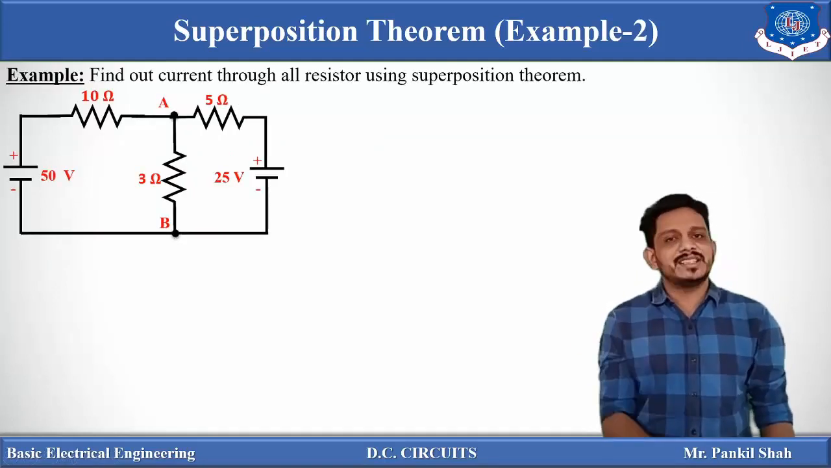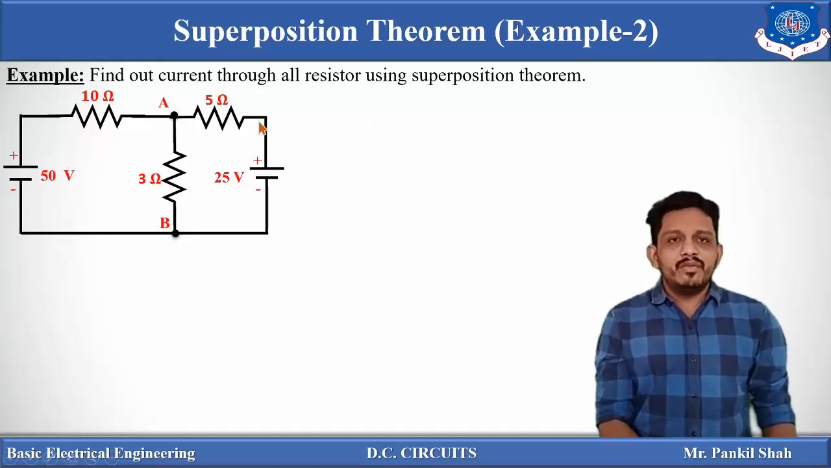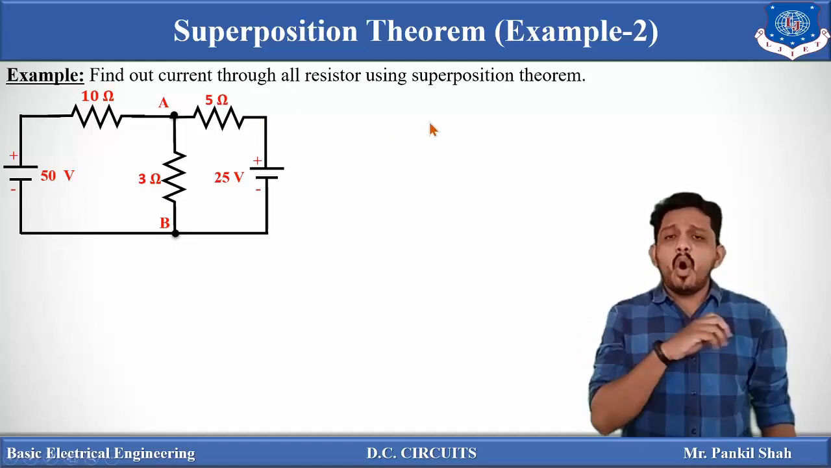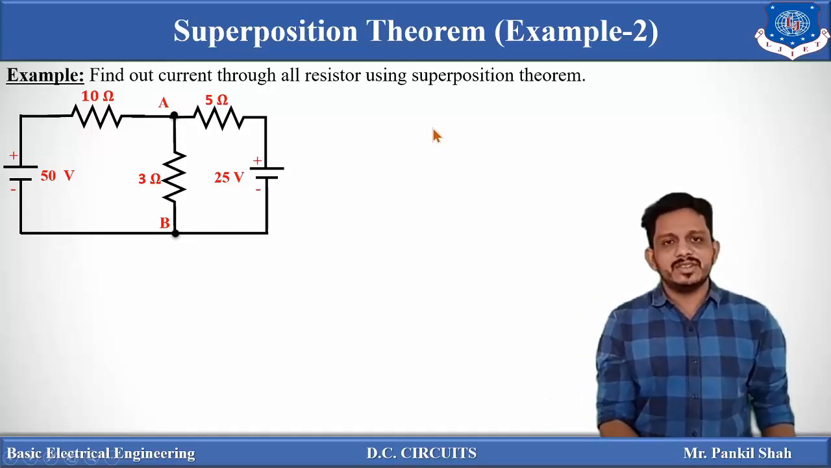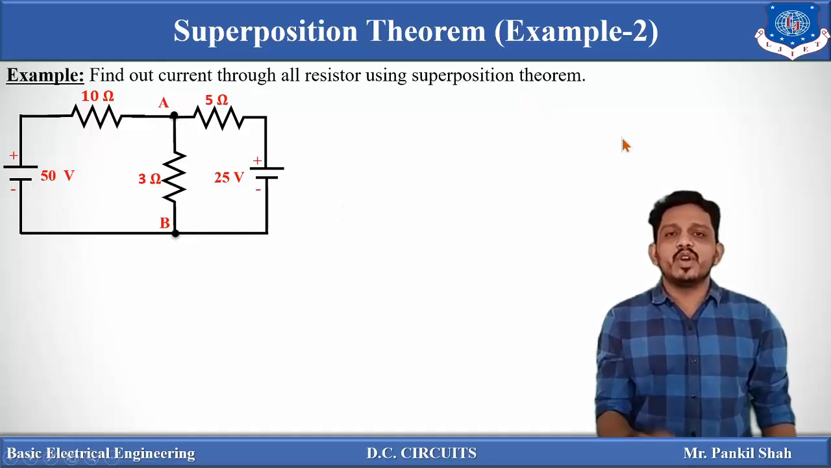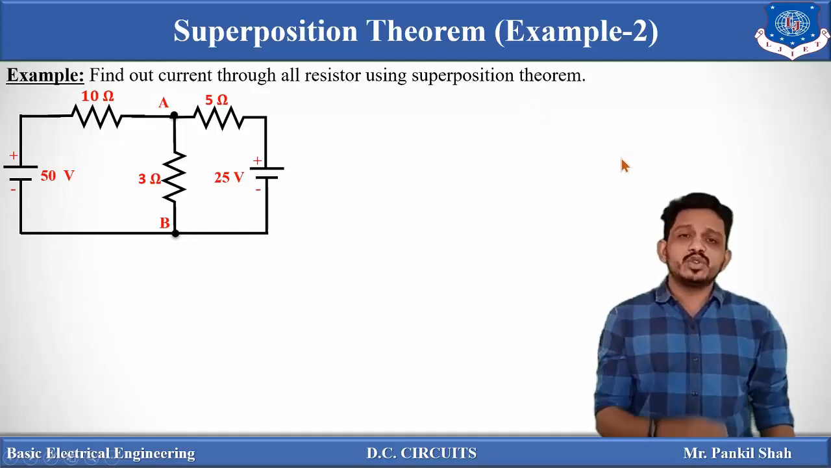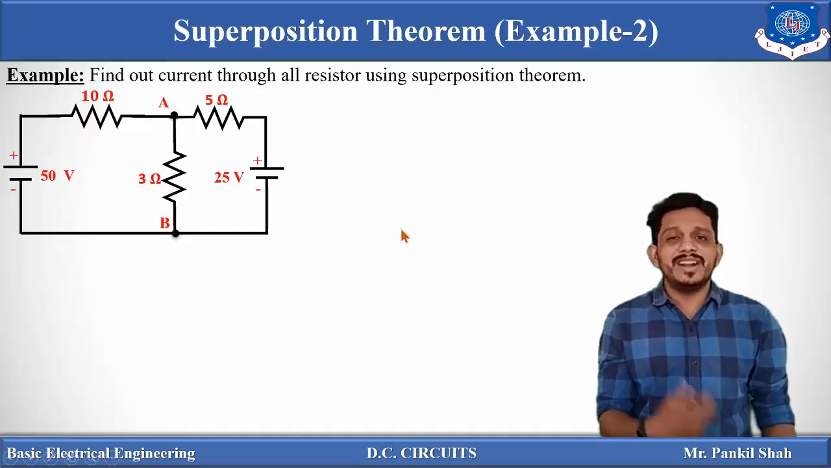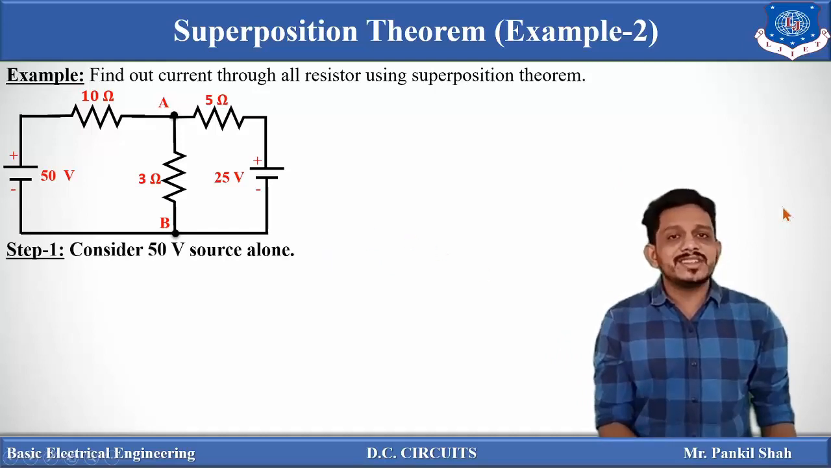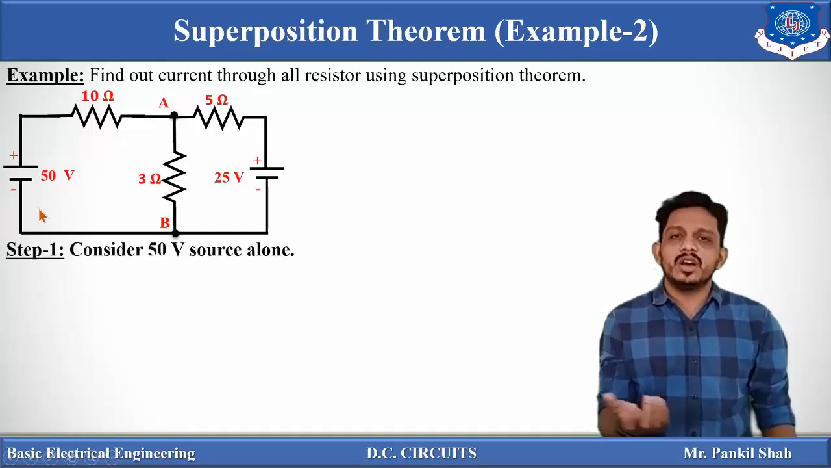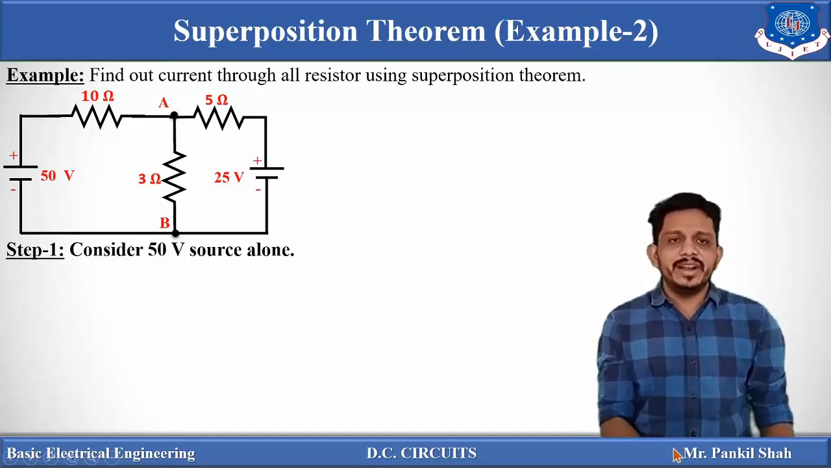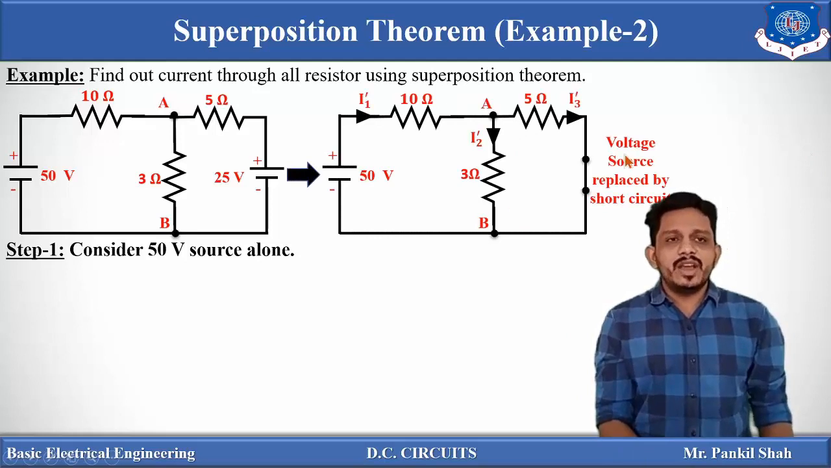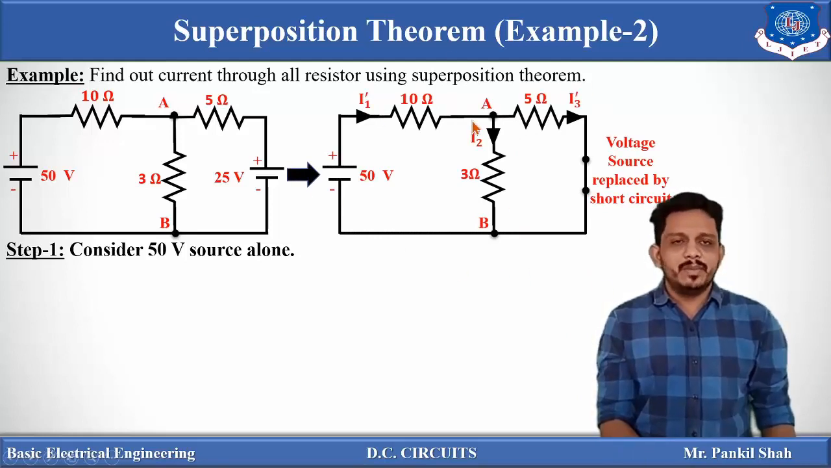Let's take another example. In this example, we need to find the current through all resistances, not a particular resistance. And by using the superposition theorem, you can clearly see that there are two voltage sources. One is the 50 volt source and another one is the 25 volt source. So what you have to do in step 1 is consider the 50 volt source alone and replace the 25 volt source by a short circuit because no internal resistance is given. So if we are replacing this voltage source, then the network will be like this.